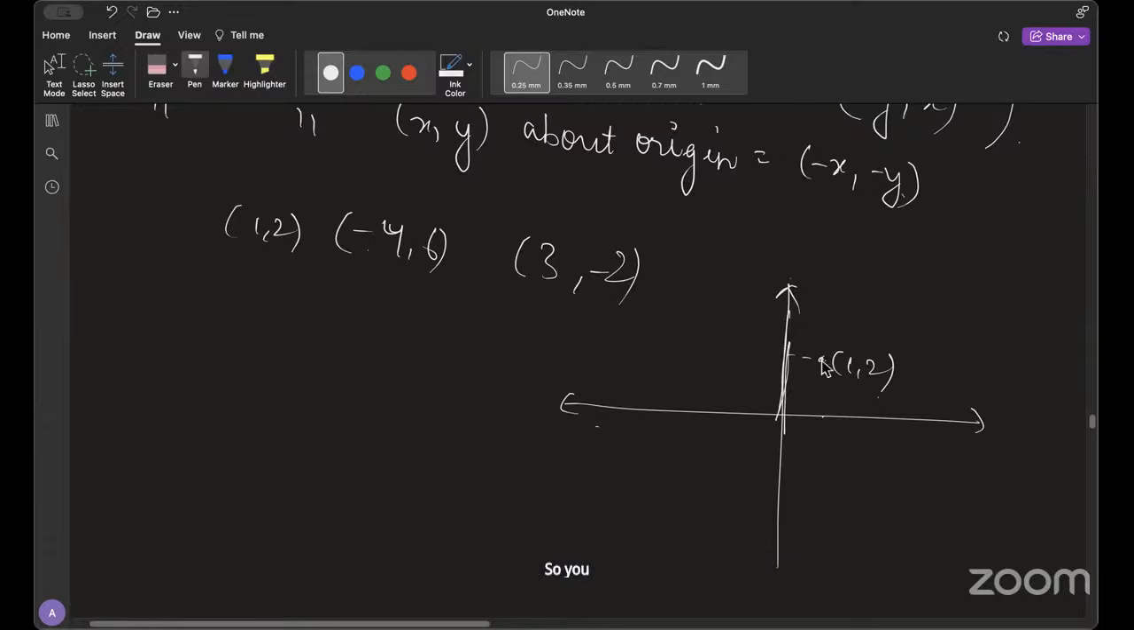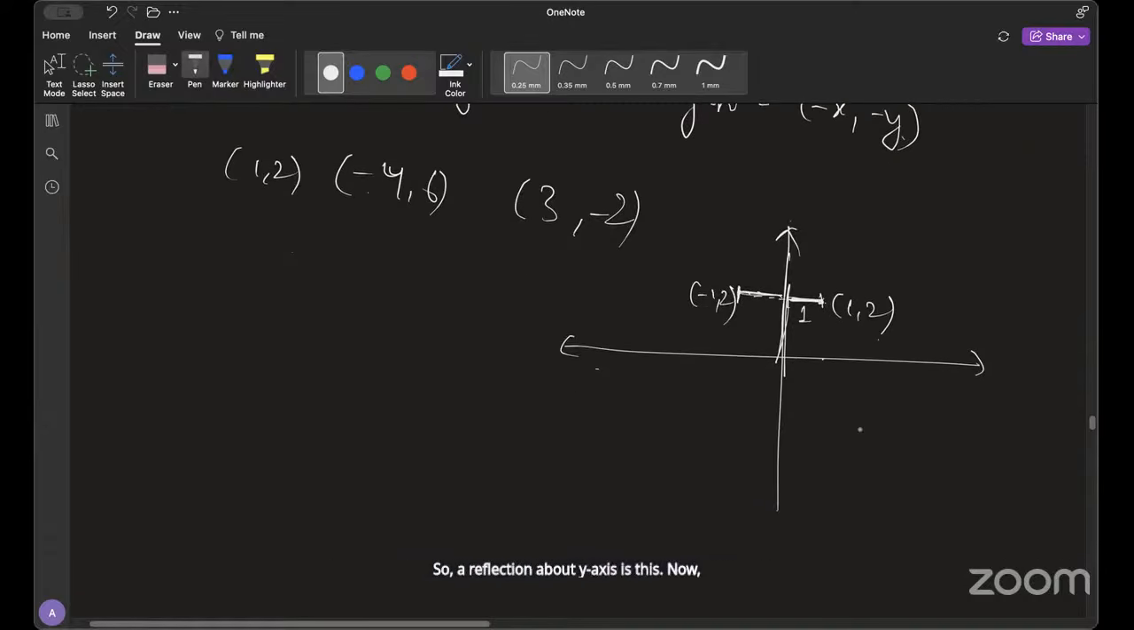So you take this distance and the same distance here. This distance is 2, right? So you take this distance here, so this becomes minus 2. Sorry, this distance is 1, right? This distance is 1, so you take this distance as minus 1. So this becomes minus 1, comma 2. So the reflection about y-axis is this.